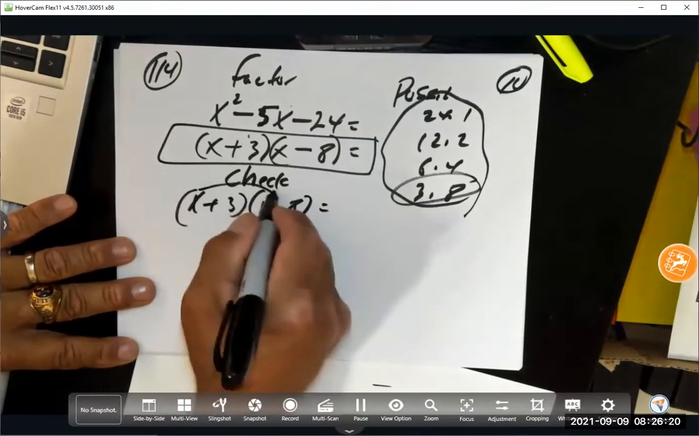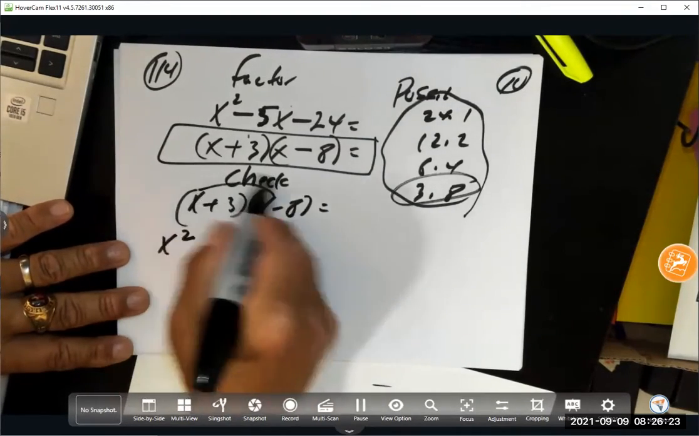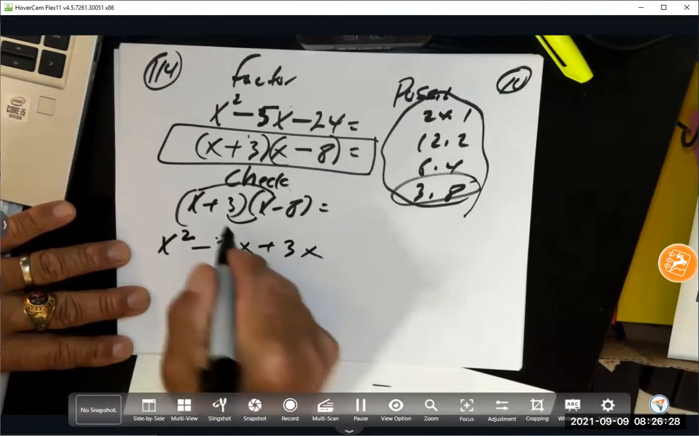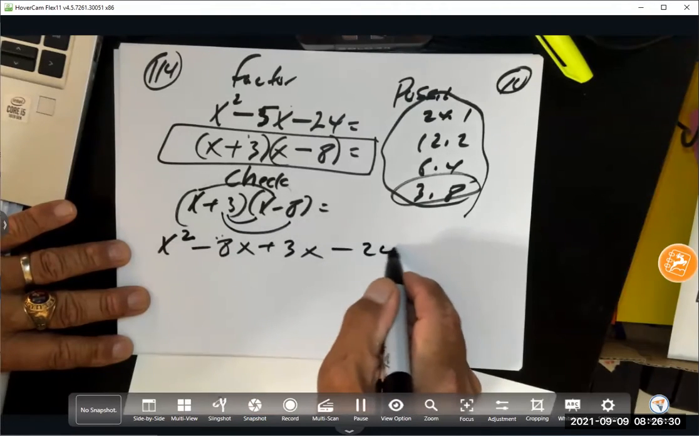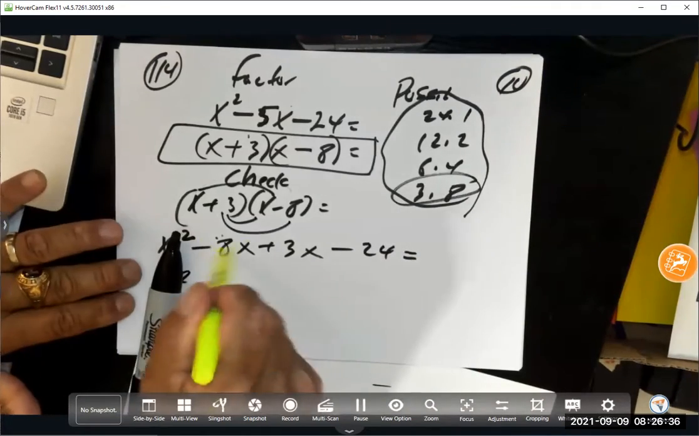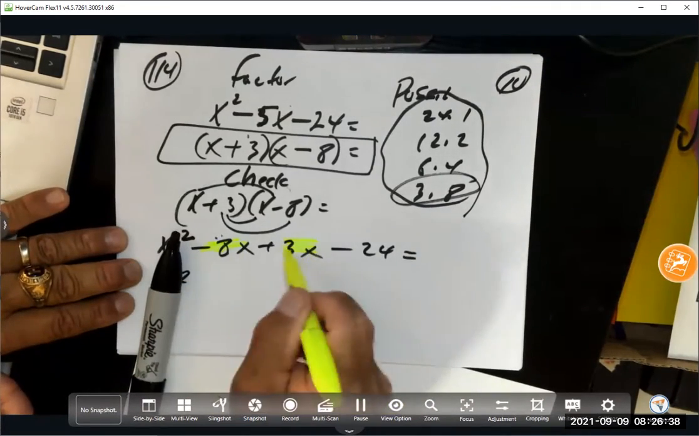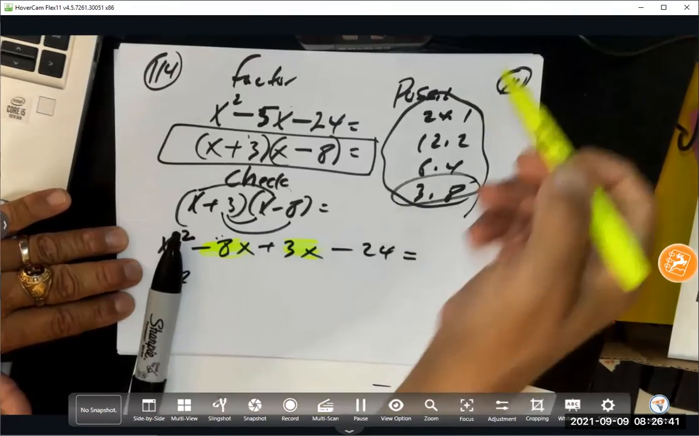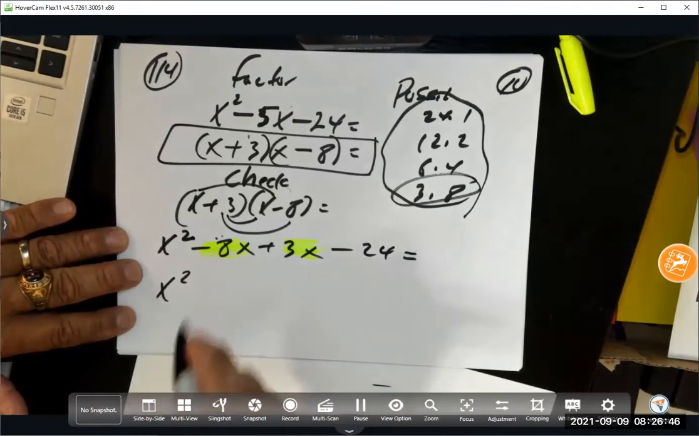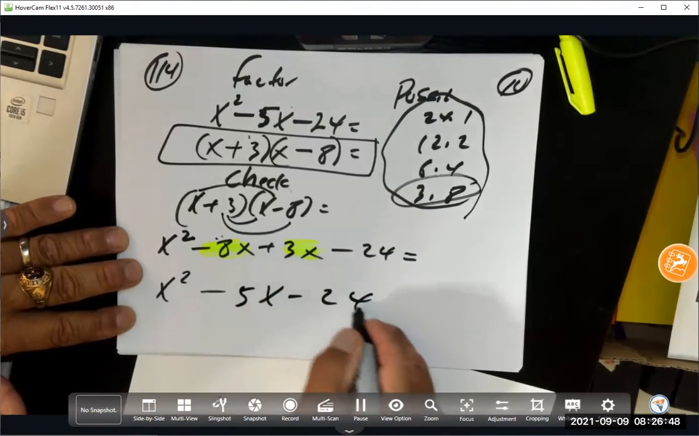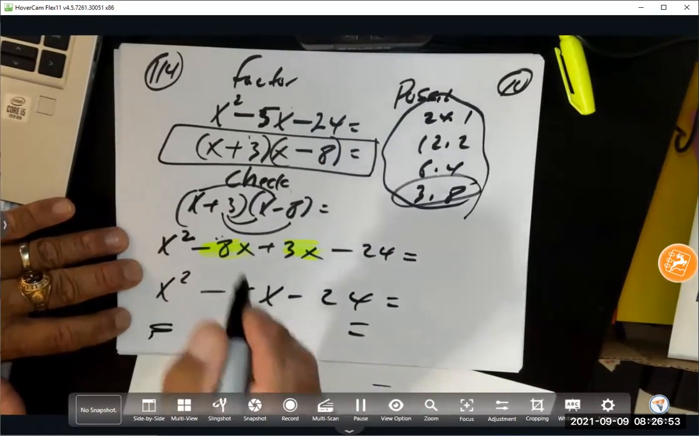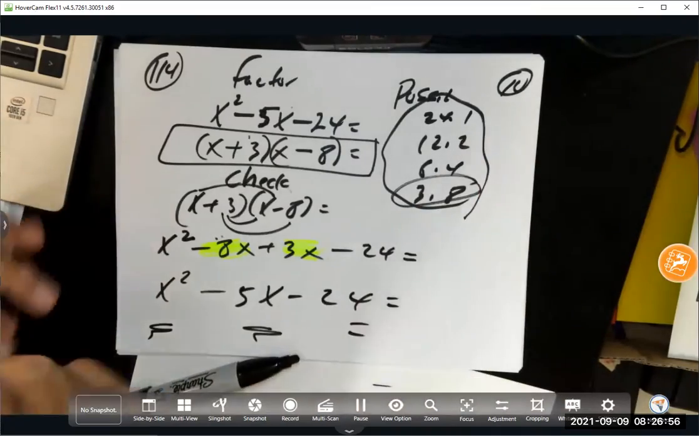Ready? X times x is x squared. X and negative 8 is negative 8x. 3 times x is 3x. And 3 times negative 8 is negative 24. But you tell me what's in the middle now. What do you think this one and this one right here are going to become? You tell me. What's this? Negative 5. And does it match? Let's see. Yes. All of them match. So then this is the right thing.